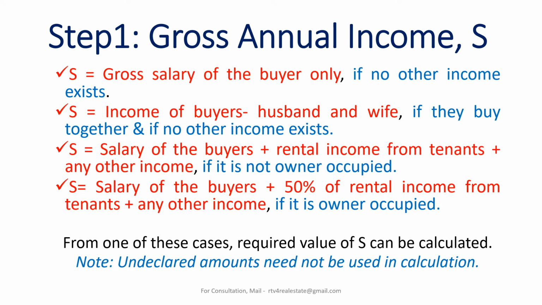S equals salary of the buyers plus rental income from tenants plus any other income, if it is not owner-occupied. S equals salary of the buyers plus 50% of rental income from tenants plus any other income, if it is owner-occupied. From one of these cases, the required value of S can be calculated. Note, undeclared amounts need not be used in calculation.